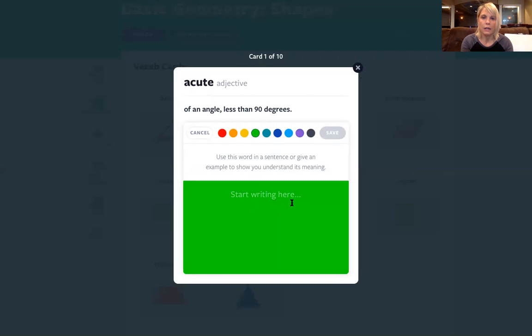I'm not sure if they're letting me draw, but they will let me write a sentence about what an acute angle is. So an acute angle will be less than 90 degrees, but more than 0 degrees. It's small. So something like that. It doesn't have to be a lot, a little bit of the definition and an example of something that tells me you understand it. Make sure you save it.